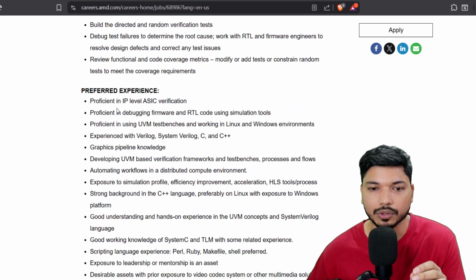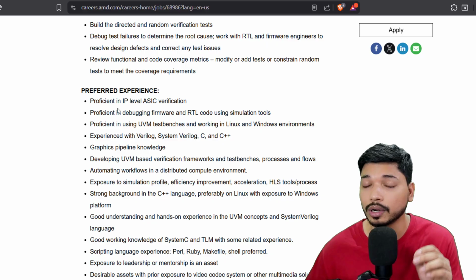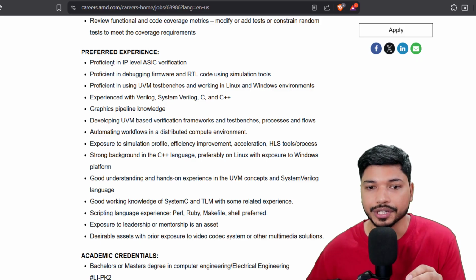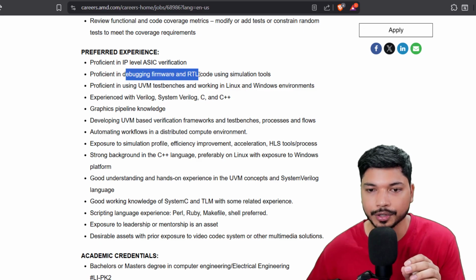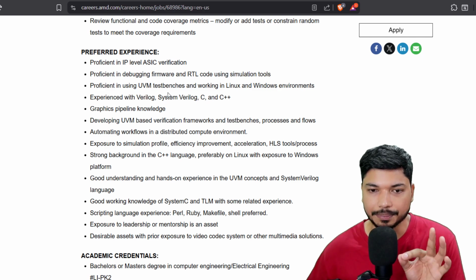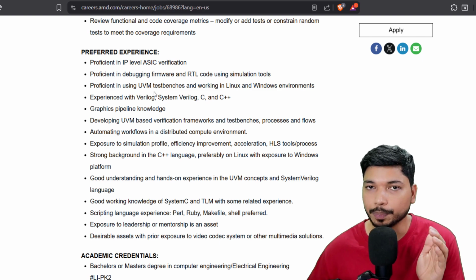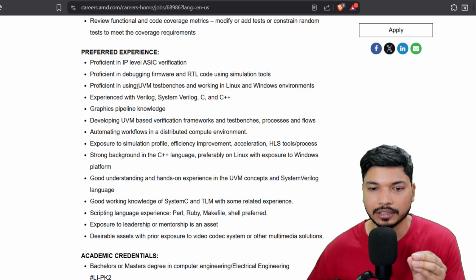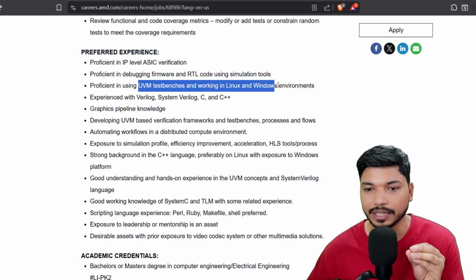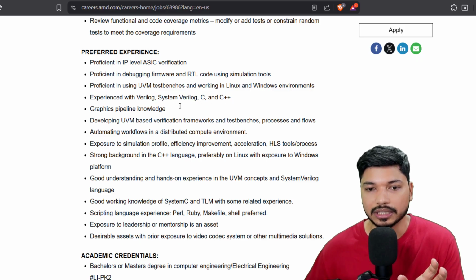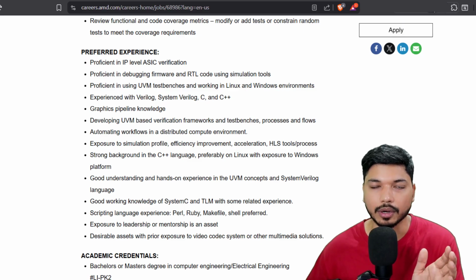However, the skills requirement is you should have experience or a skill set, or you have done some projects related to this. Whatever they have mentioned here, like proficient in IP level ASIC verification and proficient in debugging firmware and RTL code using simulation tools. So these are the basic requirements if you want to build your career in design and verification. And other than this, a UVM test bench plus working in Linux or Verilog, SystemVerilog, C and C++. So these are the basic programming languages or the hardware languages, you can say.